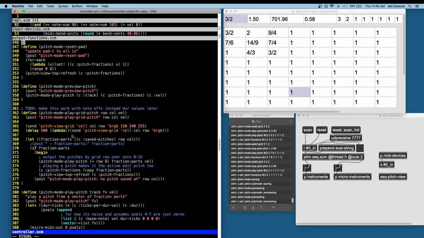So for example, when I play a pitch, I've got that blue highlight showing up so that we can remember what pitch that was that we were playing or where we are in the grid. And that just happens from sending the pitch view grid object this Max message. So this code is no different than a message in Max saying cell call roll and then all these values.